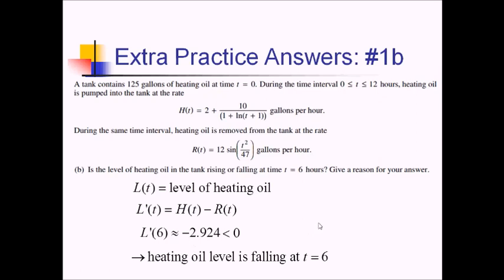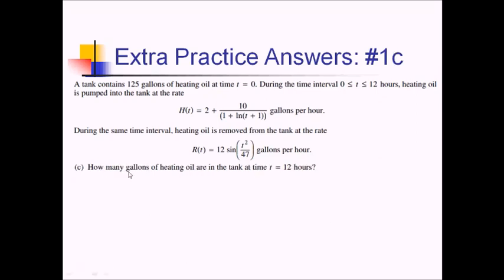For part C, we want to know how many gallons of heating oil are in the tank at time 12, and we kind of saw this coming, so that was why we defined that L of t function as the level of heating oil. So we're going to ask for L of 12 on this one. L of 12 is going to be the original amount of heating oil, which was 125, plus the total change in heating oil from 0 to 12. So that's going to be the integral of L prime of t dt from 0 to 12.